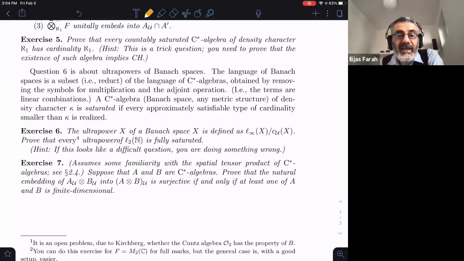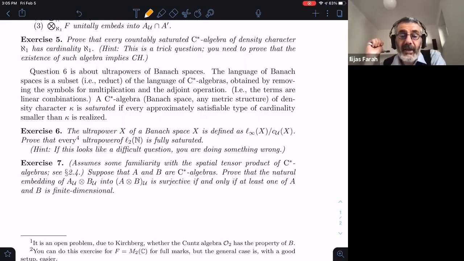It's a trick question. Number six is about ultrapowers of Banach spaces, not C*-algebras, which are just defined in the natural way, right? So you just take the l-infinity and mod out by this ideal of sequences whose norms converge to zero along the ultrafilter. The question is to prove that every ultrapower of a Hilbert space is fully saturated, meaning that in the definition of countably saturated, you just drop countably and just ask for any type of cardinality smaller than the density character of your algebra, of your Banach space in this case, which is approximately satisfiable, is actually realized in the Banach space. So this is a very easy question if you look at it from the right point of view.